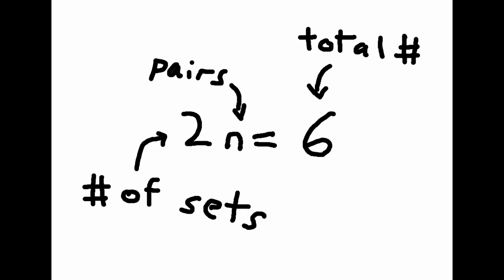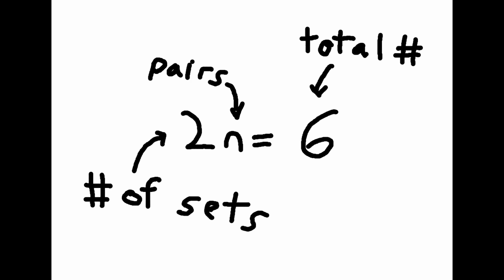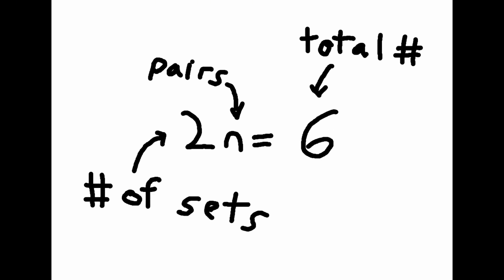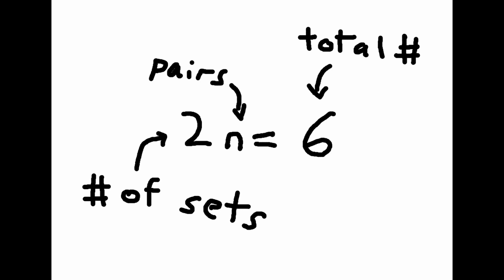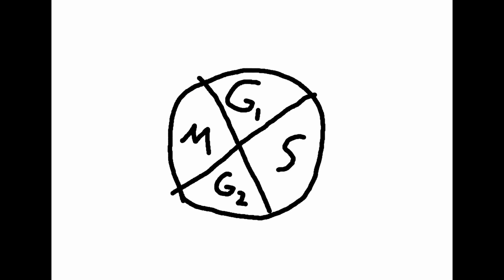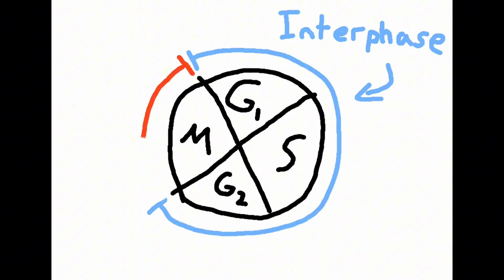The 2 means the cell has 2 sets of chromosomes, one set from each parent. The 6 means the total number of chromosomes in the cell is 6. And n works out to equal 3, which means there are 3 pairs of chromosomes. The cell cycle is comprised of 2 parts, the interphase and the M phase.